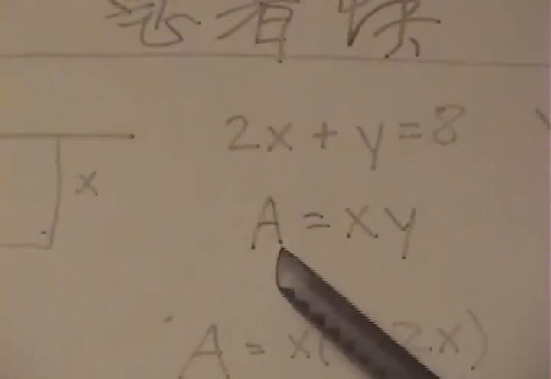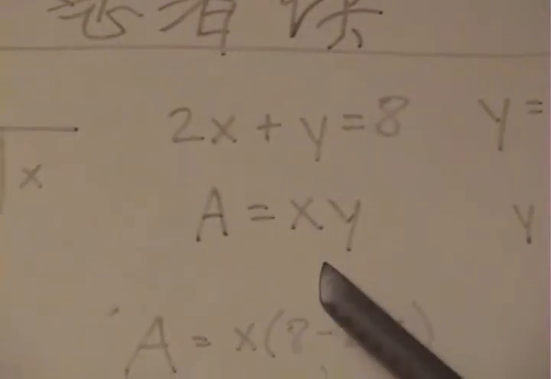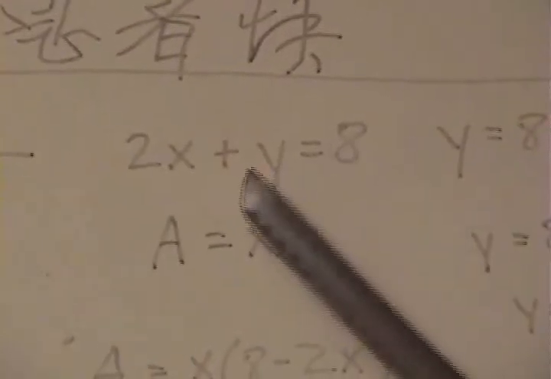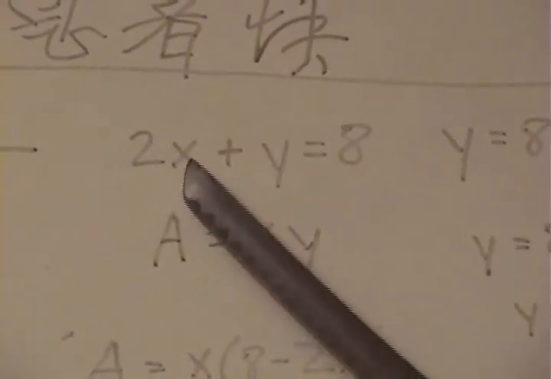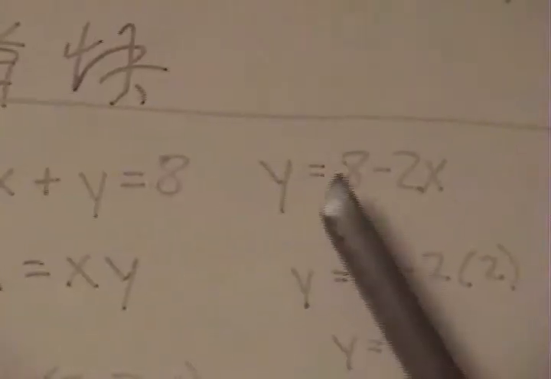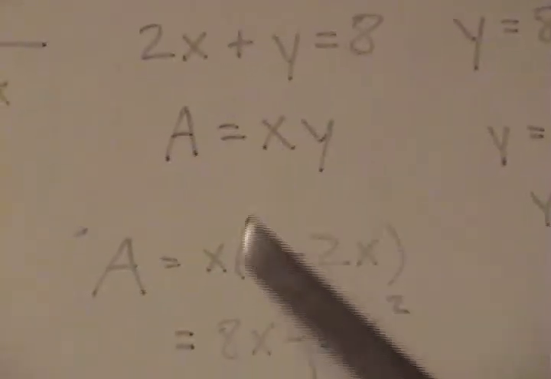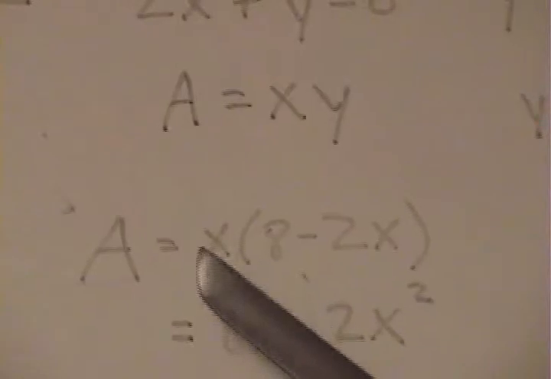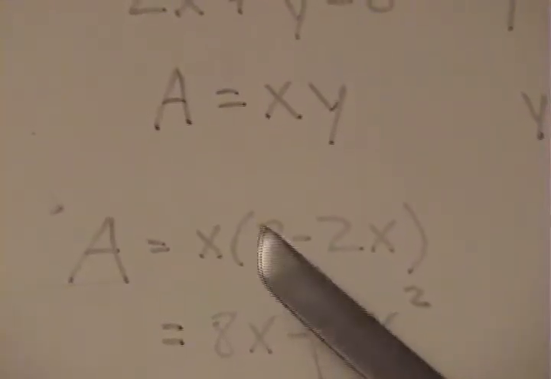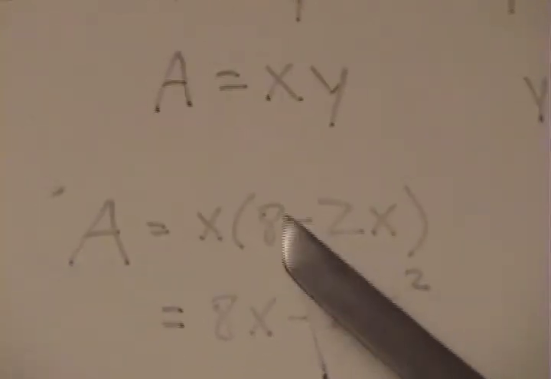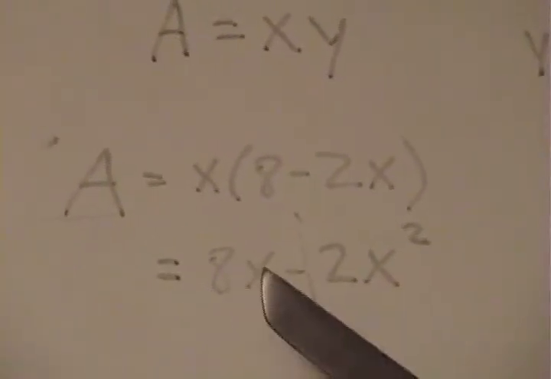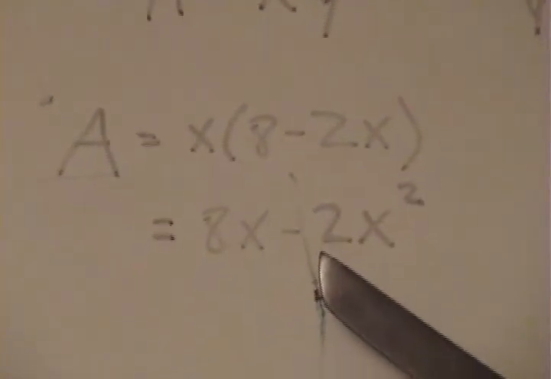The area is equal to the length times the width, or x times y. We will solve this equation by subtracting 2x from both sides to get y equal to 8 minus 2x. We will substitute that in this equation for the y variable, so we will end up with area equals x times the quantity 8 minus 2x. We will distribute the x, so we finally end up with 8x minus 2x squared.